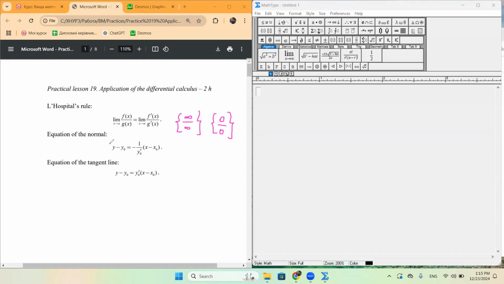This is the equation of the normal at a specified point M0 with the coordinates x0 and y0. The normal is the straight line that is perpendicular to the graph of the function.